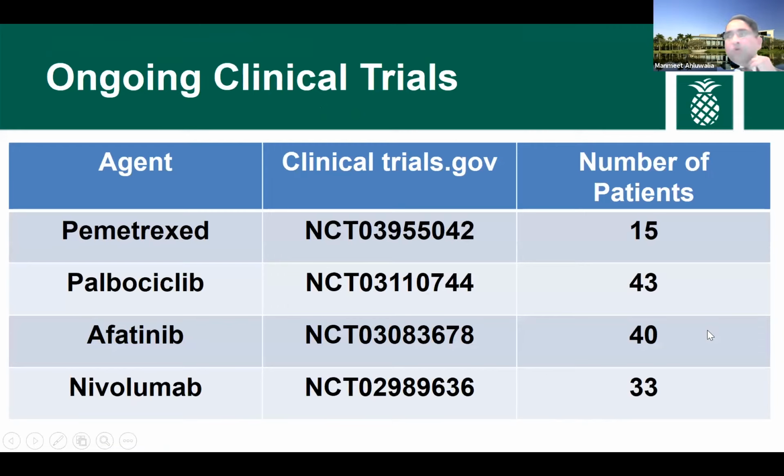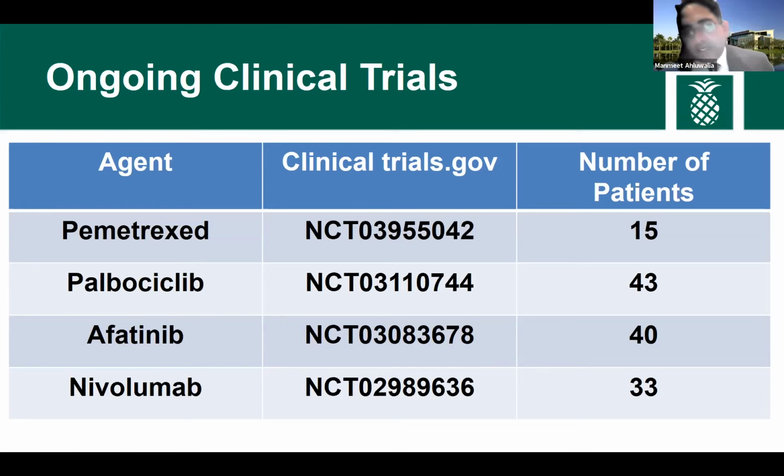So what are some of the ongoing clinical trials with the different agents? Obviously, I discussed a bunch of data. There is a clinical trial with pemetrexed, which is a chemotherapy drug, looking at 15 patients. This is being led out of the Pacific Northwest group. There is a fair amount of CDK pathway alteration in chordomas, actually. And palbociclib is a CDK4/6 inhibitor, and there's a fairly large trial going on in Europe with 43 patients.